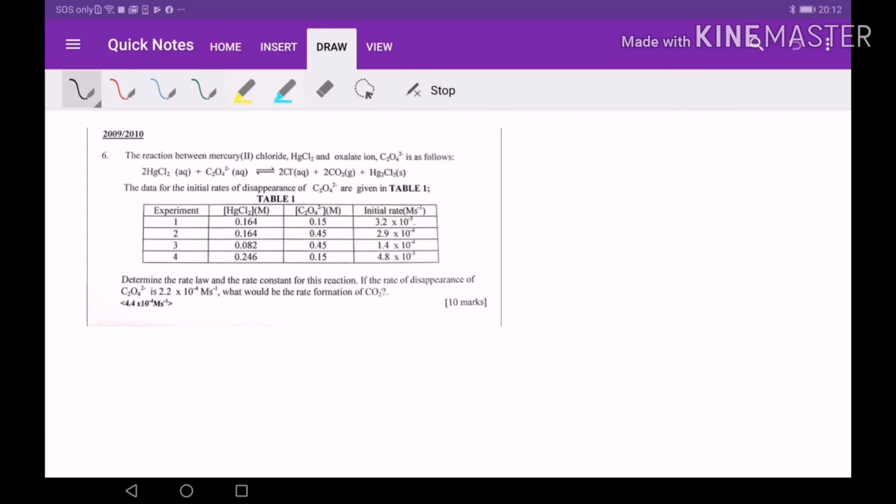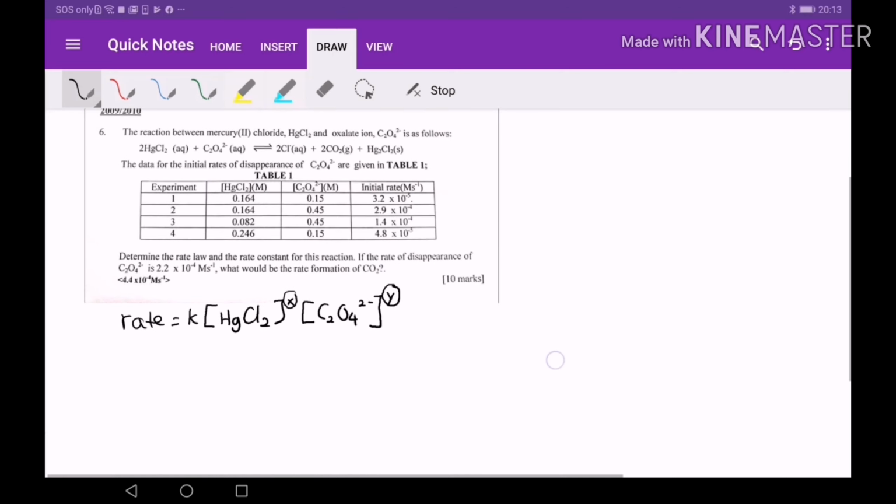So rate law for this equation, kita akan tulis rate equal to K, concentration reactant kita adalah HgCl2 to the power of X, and concentration of C2O4 2 minus to the power of Y. So korang kena ingat kat sini, value of X and value of Y is not determined by the stoichiometry. So next kita nak tentukan value of X and Y, order of the reaction.